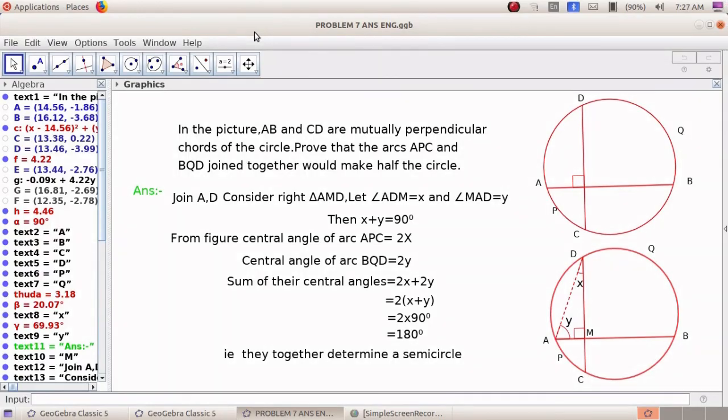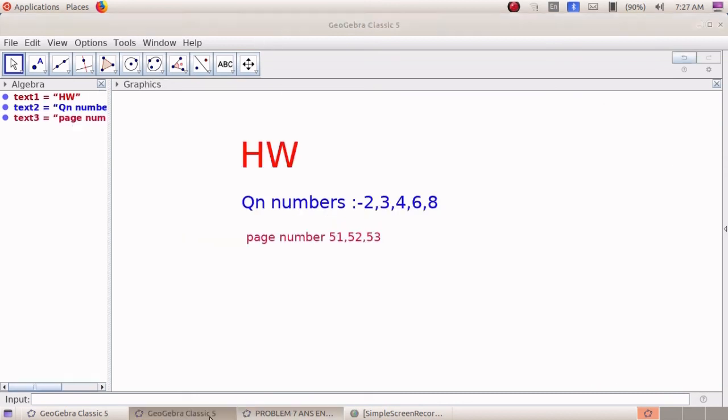We have been doing some problems on pages 51, 52 and 53. Now the remaining work on those pages, questions number 2, 3, 4, 6, 8, are left for you to do yourself as homework. Try yourself. If you are in trouble, we will clarify it in the next classes.